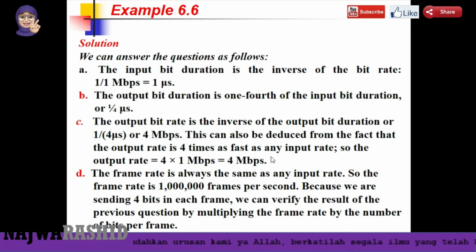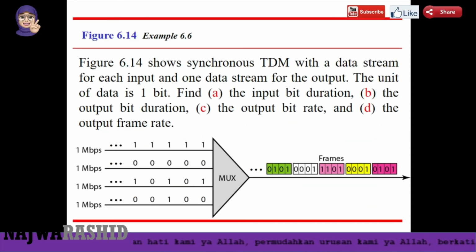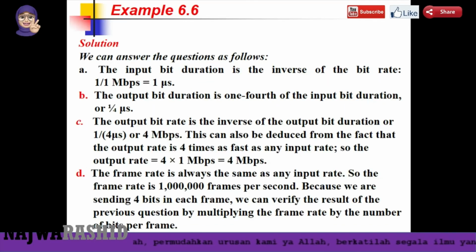And for D, the frame rate is always the same as any input rate. So the frame rate is 1 mega, we have a total of 1 million frames per second. Because we are sending 4 bits in each frame, we can verify the result of the previous question by multiplying the frame rate by the number of bits per frame.